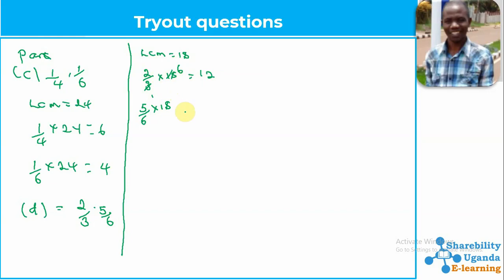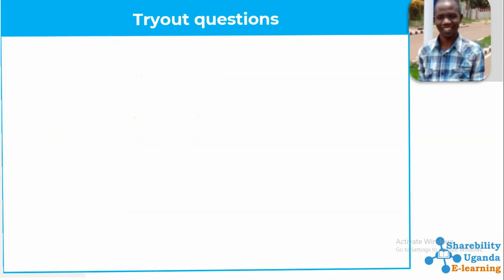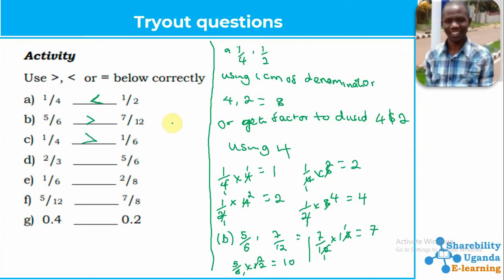2 times 6, that is 12. Then by 6, 1, by 6, 3. Then here we are going to get our 15, because 5 times 3 is 15. So this simply means our 5 out of 6 is greater than 2 out of 3. Okay, 5 out of 6. So this one is going to be greater. That's how we write our symbol for greater than.